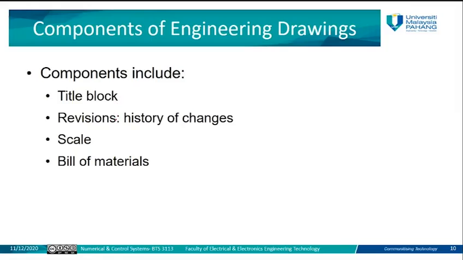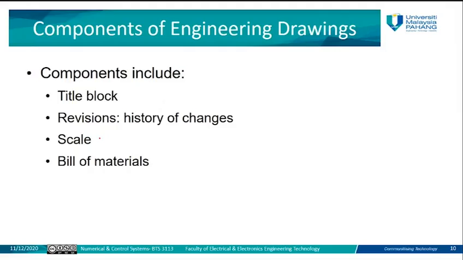The other is the revision block. It shows the history of change for the drawing. For example, this drawing is version 1, version 2, version 3, when they changed version 1, when they made version 2, and so on, if they have some modification or alteration on the drawings.